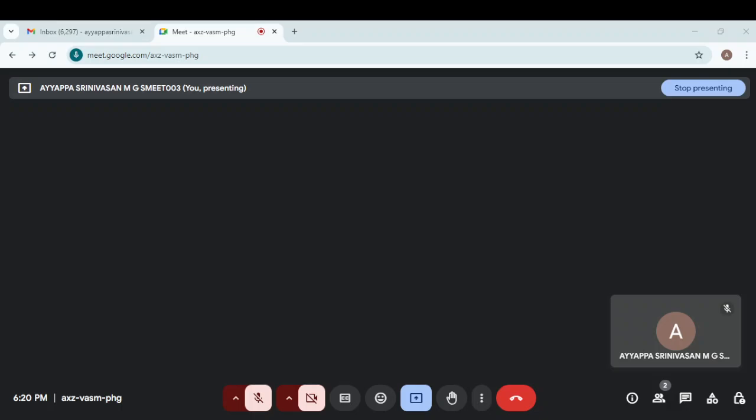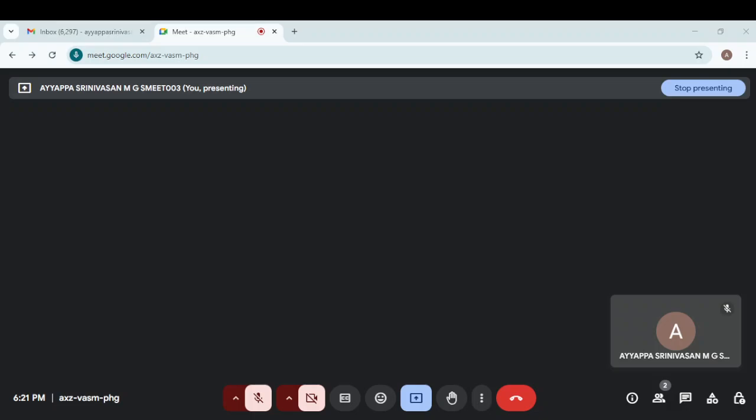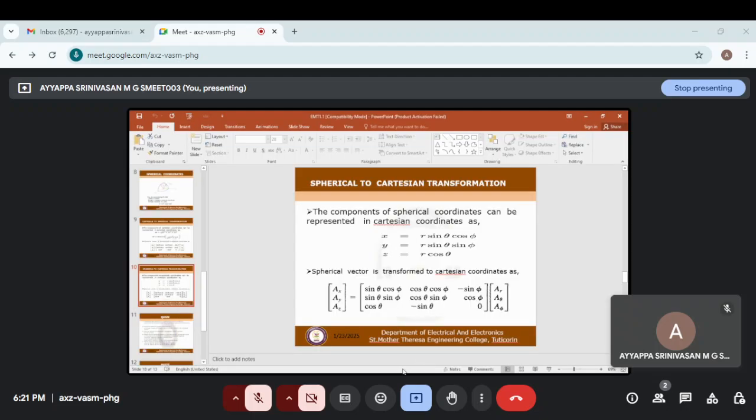The next one is spherical to Cartesian, the reverse way. So x is equal to r sin theta cos phi, y is equal to r sin theta sin phi, and z is equal to r cos theta. Theta we have seen in the earlier PPT. Likewise, this is the formula for conversion of spherical to Cartesian.